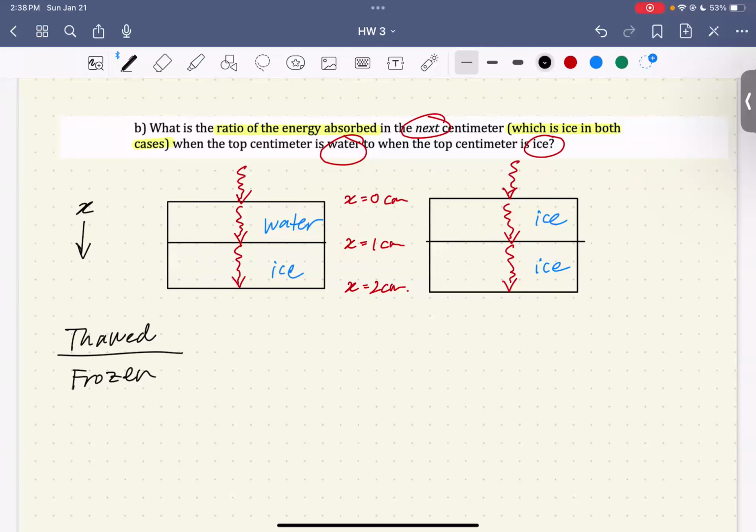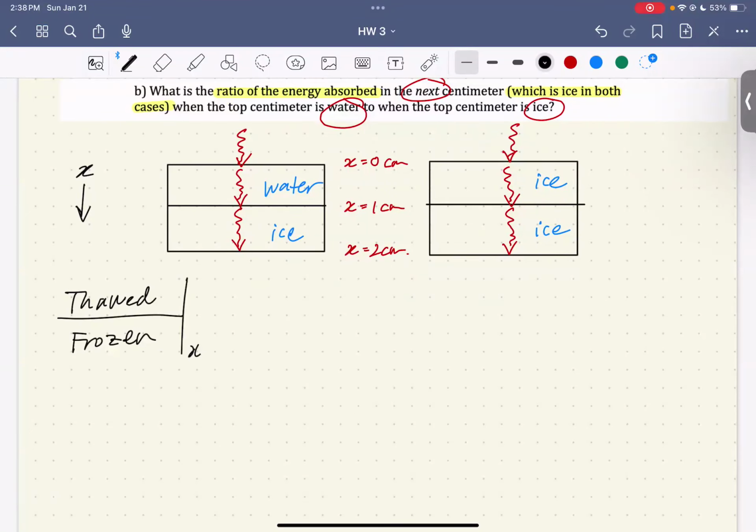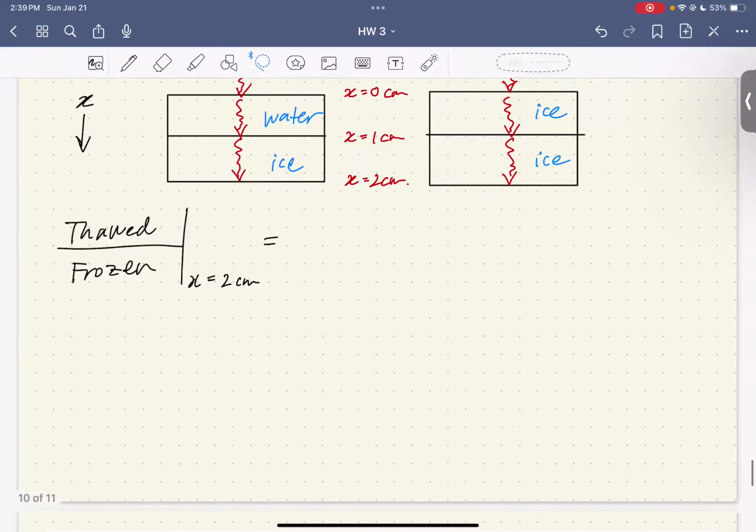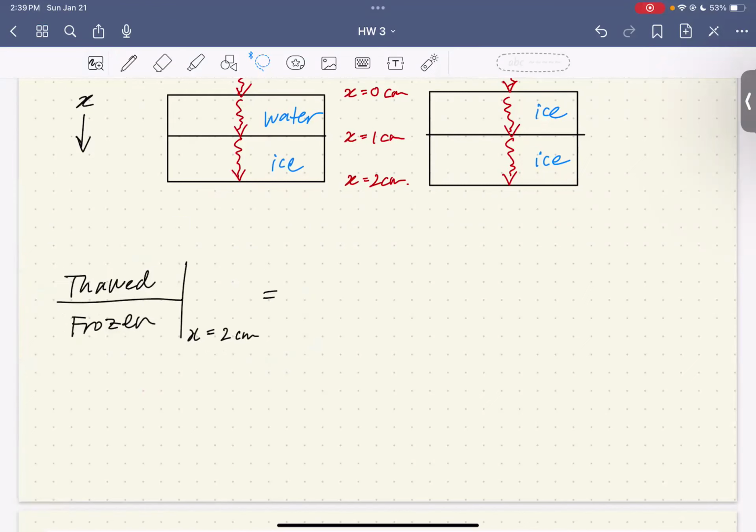And not only that, but it's not asking for the total ratio of the energy absorbed, it's asking for just that next centimeter. It's really important that we realize it's from 1 to 2 centimeters. It's not from 0 to 2 centimeters, but 1 to 2, that next centimeter. So that means we have to write this out carefully. And I will move this down a little bit here. Great. So that means we are starting at I of x at x equals 1 centimeter, and then we're going all the way to 2 centimeters.